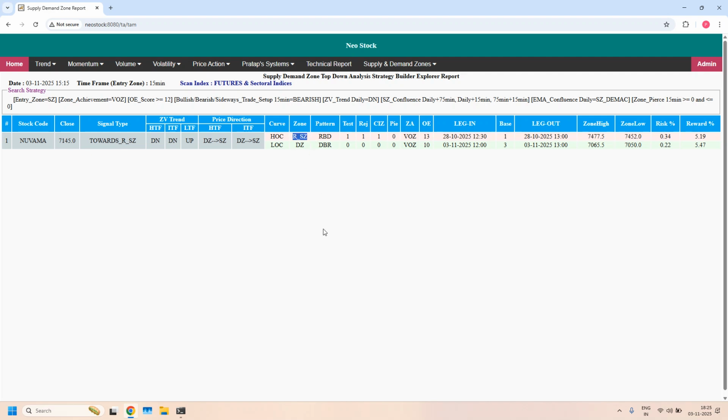So this 15 minute supply zone might have more high probability to get success, provided less than 20 checklist items are satisfied. Otherwise, there are higher chances of zone violation. So this is about bearish trade setup for daily income trade.